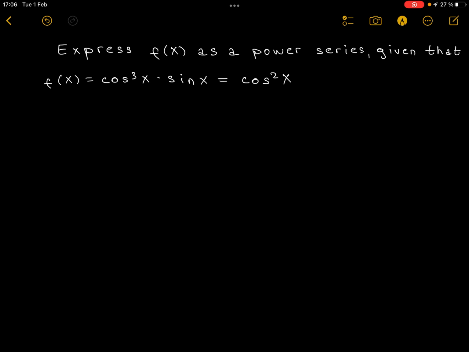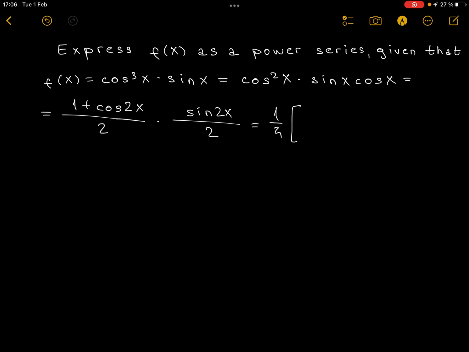So this is the same as cosine squared x times sine x cosine x, which is the same as (1 plus cosine of 2x over 2) times (sine of 2x over 2), which is the same as 1/4 times (sine of 2x plus sine of 2x times cosine of 2x). That can be rewritten as sine of 4x over 2.